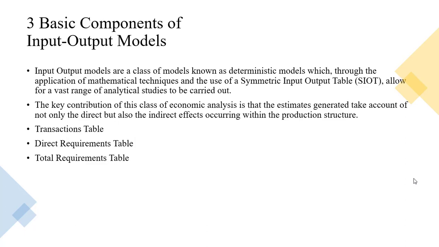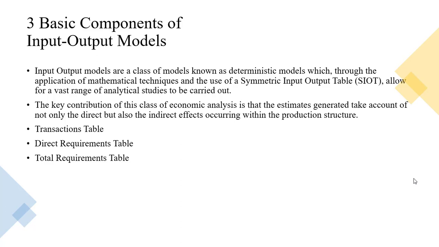So there are three basic components of the input-output model. Which are these three components? One is called the transaction table, one is called the direct requirement table, and one is called the total requirement table. Input-output models are a class of models, and these models are basically deterministic. Each and everything is known to you. We can also switch these models to dynamic models.